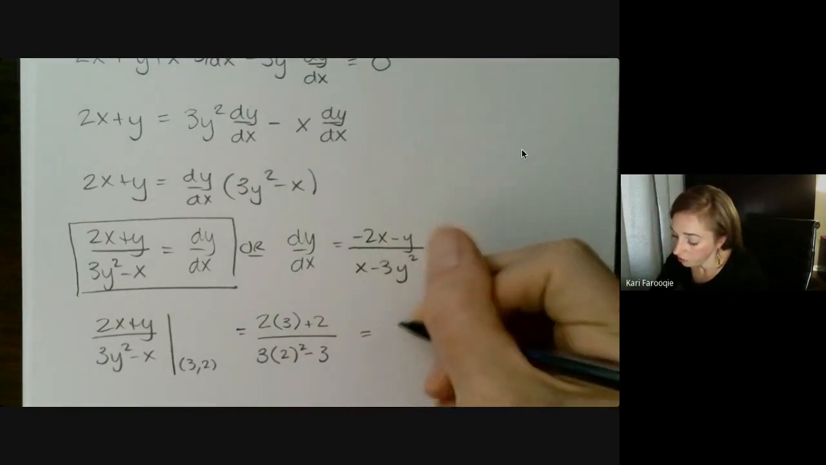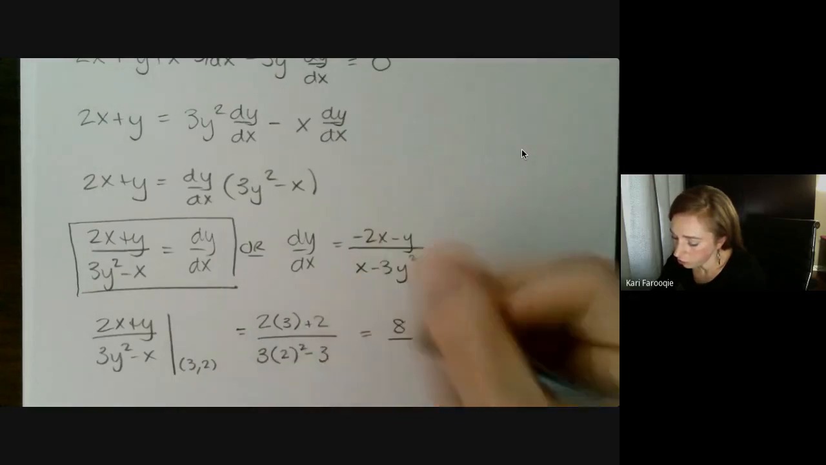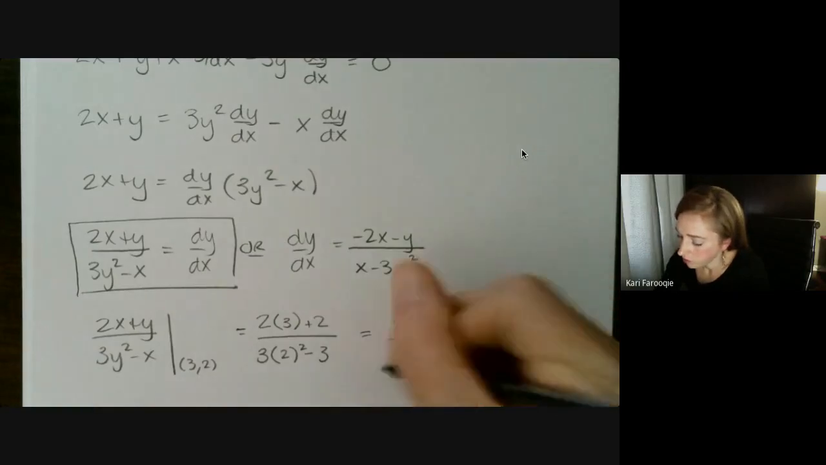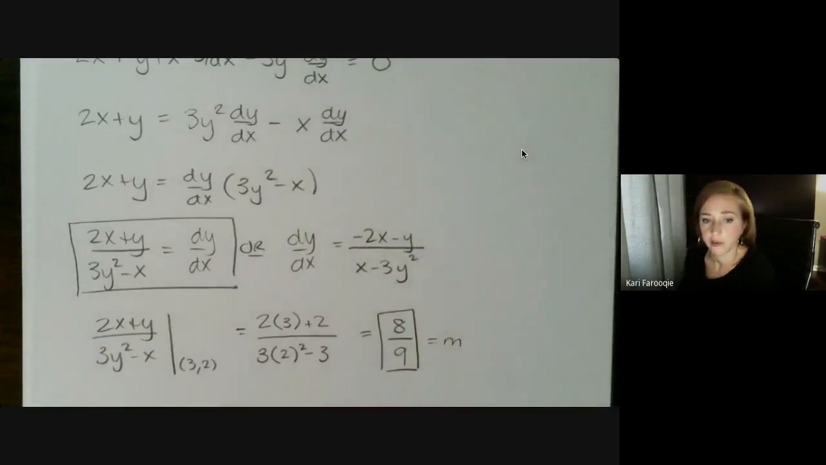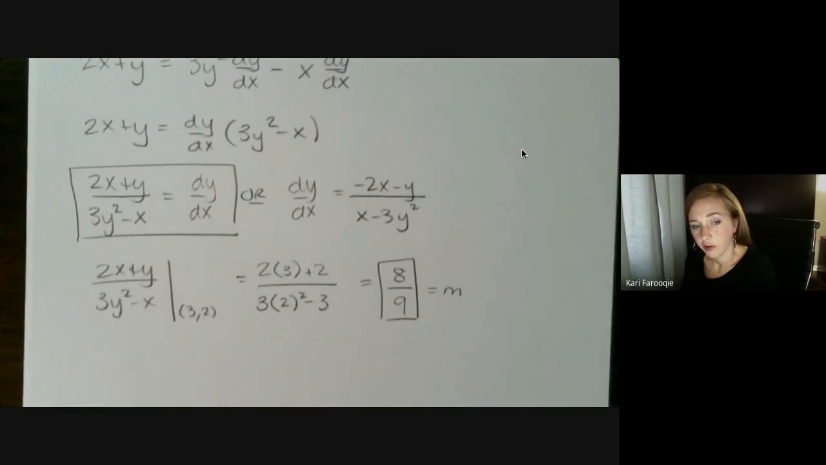6 plus 2 is 8. 2 squared is 4 times 3 is 12 minus 3 is 9. So this is your slope, 8/9. Questions on the slope?